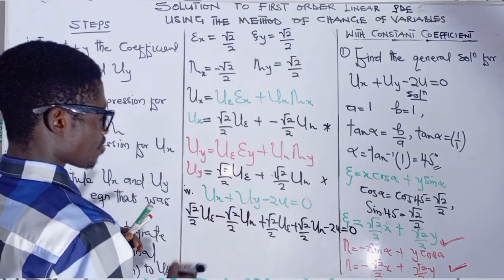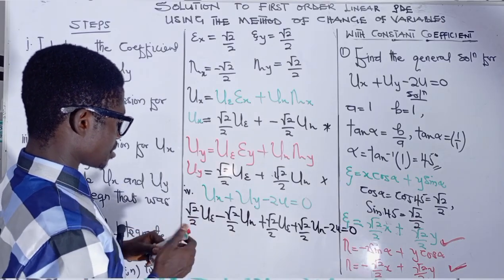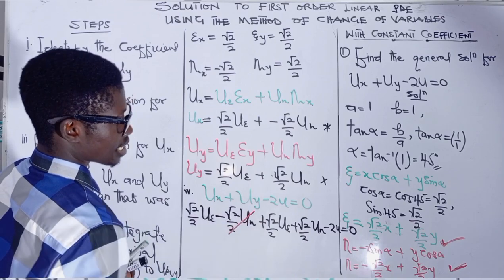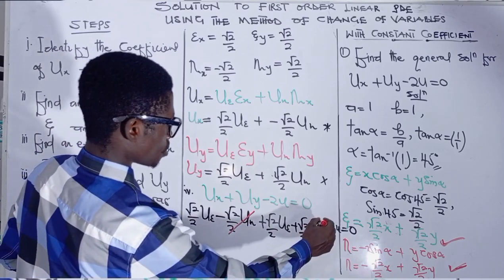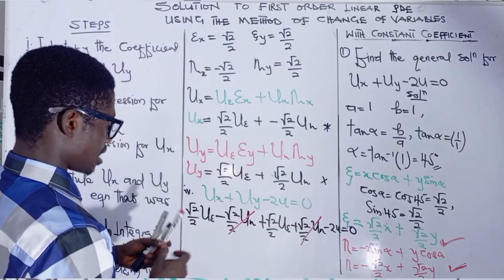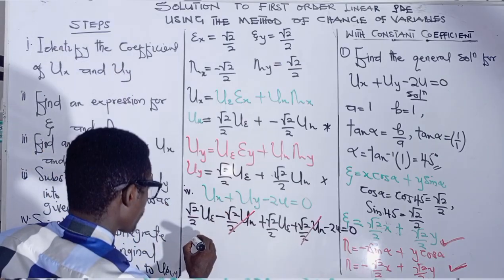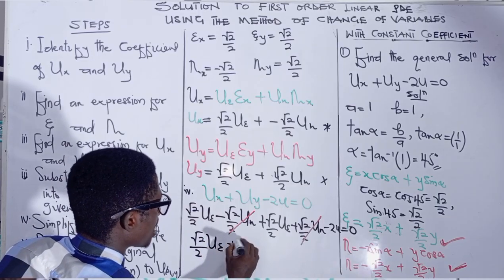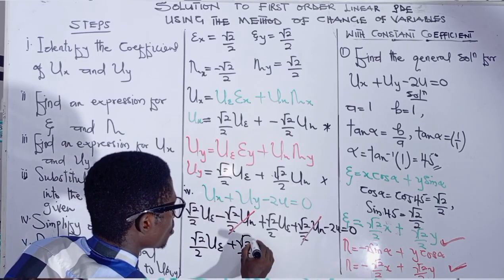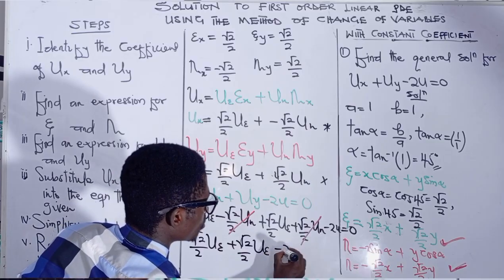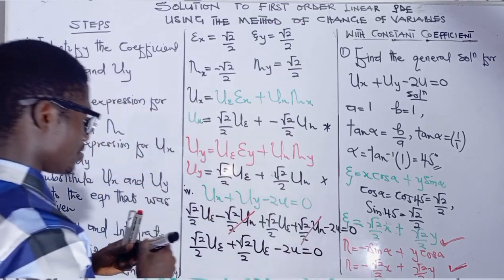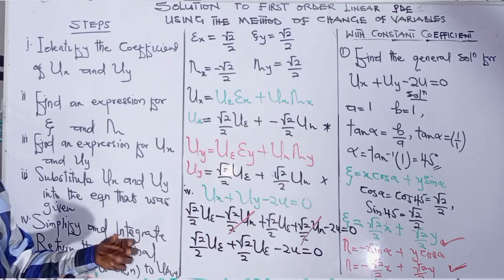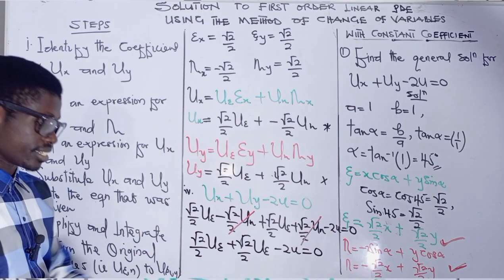0. Now from here you can see that some of the terms can cancel themselves. You can see that root 2 over 2 u eta can cancel root 2 over 2 u eta. So at the end, we are left with root 2 over 2 u xi plus root 2 over 2 u xi minus 2u is equal to 0. Very, very interesting. Now the next step says to simplify and then integrate. So let's simplify this and then we integrate.